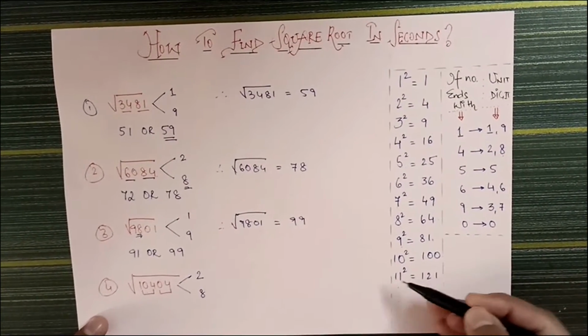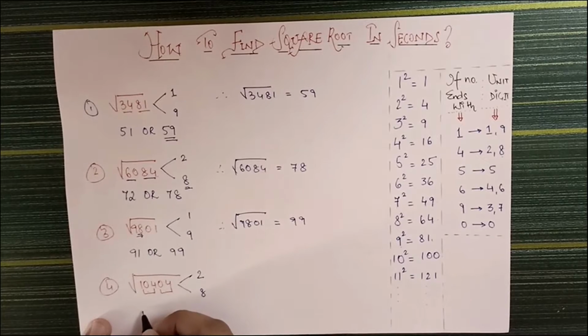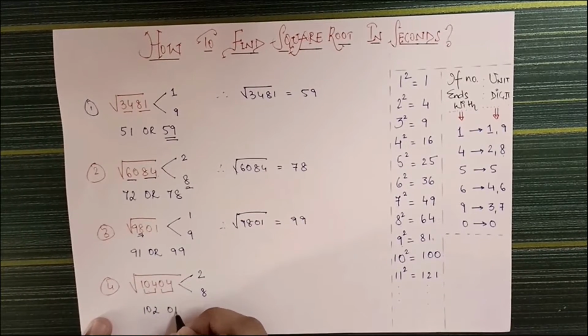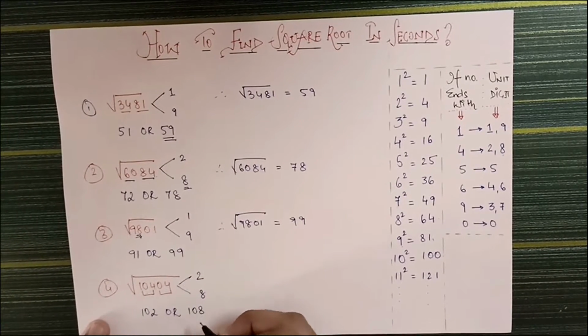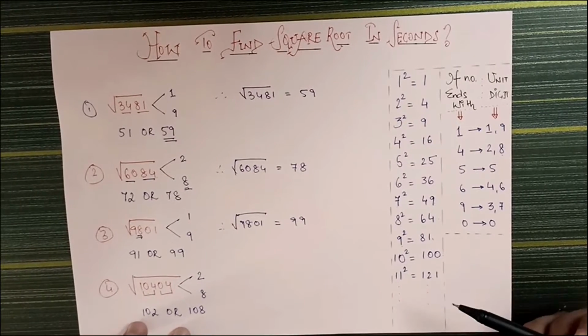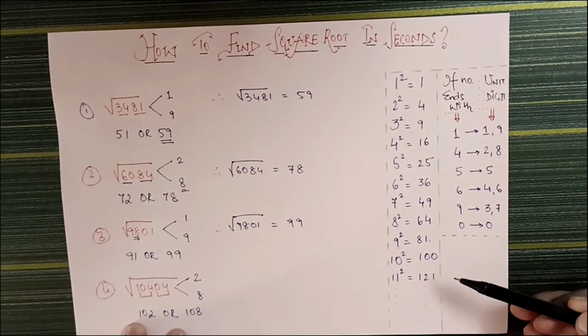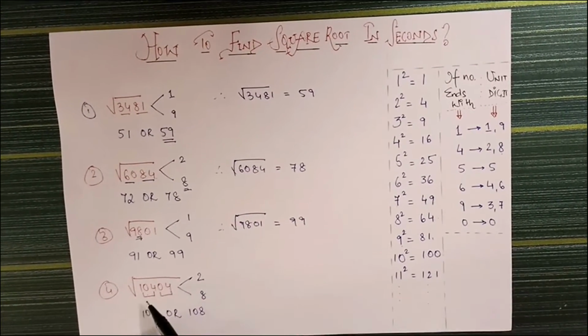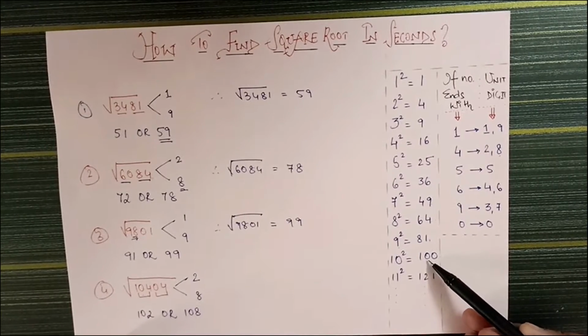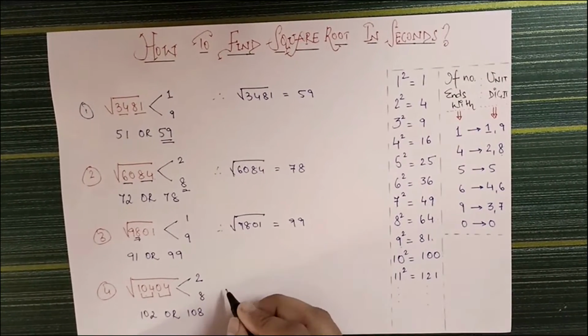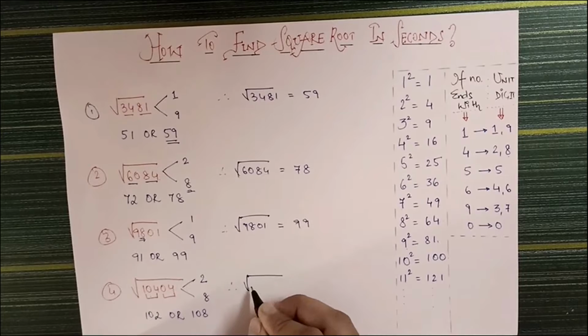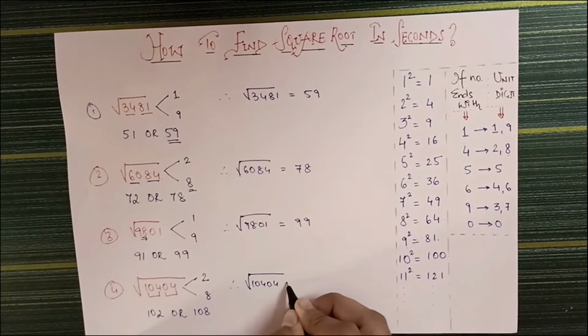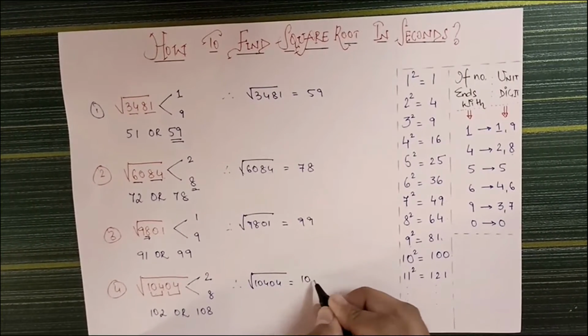Now we check the first three digits, which is 104, which falls between the squares of 10 and 11. But we always have to consider the smaller number over there. Hence, the square root of 10,404 has to be either 102 or 108. But as we can see, 104 is close to the square of 10, which is smaller than 11. Hence, we have to consider the smaller number out of 2 and 8. Therefore, we can say that the square root of 10,404 has to be 102.